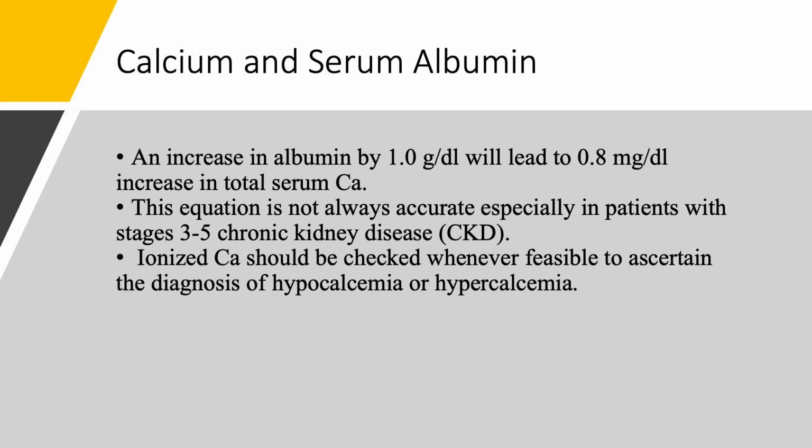Now, studies have been done, and in patients with chronic kidney disease, especially stages 3 to 5, this formula is not very accurate. So this is a good approximation, but if you're not sure, if you really want to know what's going on, if you have severe hypercalcemia, you want to confirm it, please check ionized calcium. Check it one time, okay, for verification. You don't have to check it every time.